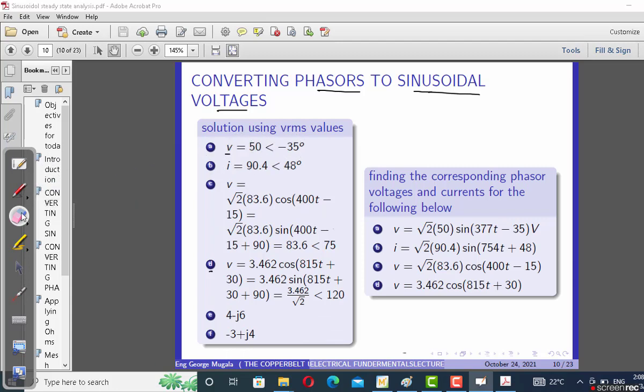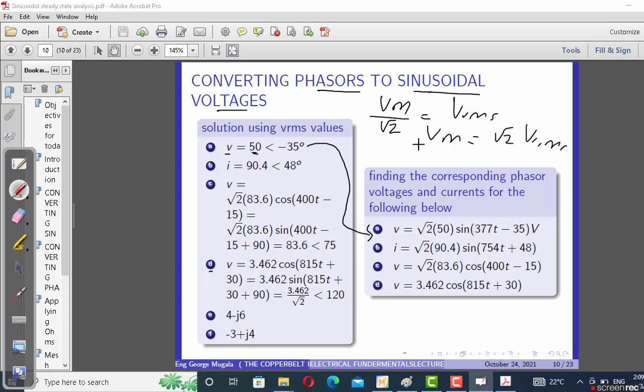For the supply voltage and currents, this one can be converted, V50 volts. If we're working with VRMS values, then if this is a VRMS value, we need to multiply by the root of 2 to find its amplitude. It's the only way. We know that Vm divided by root of 2 is the VRMS value. But to get the amplitude, we should multiply VRMS by the root of 2. It's just that simple. Okay?